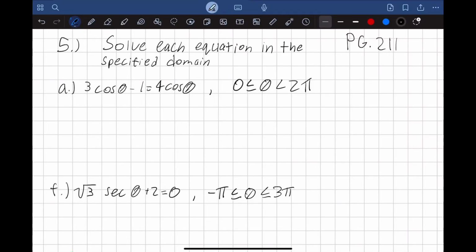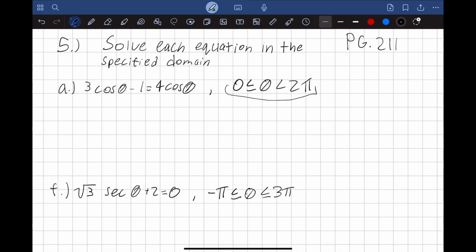Now looking at solving trig equations in a specified domain, we have page 211 here, question 5, starting with 3 cos theta minus 1 is equal to 4 cos theta within this specified domain.